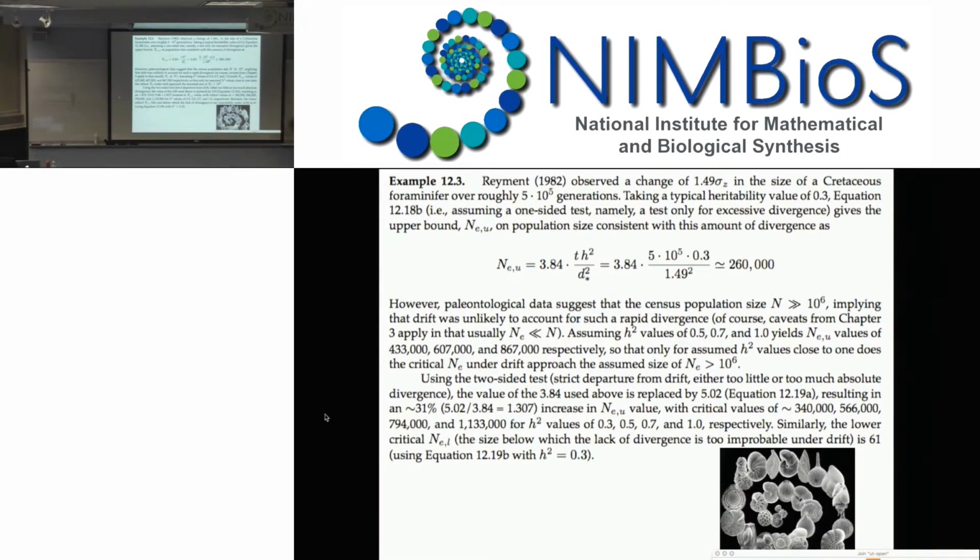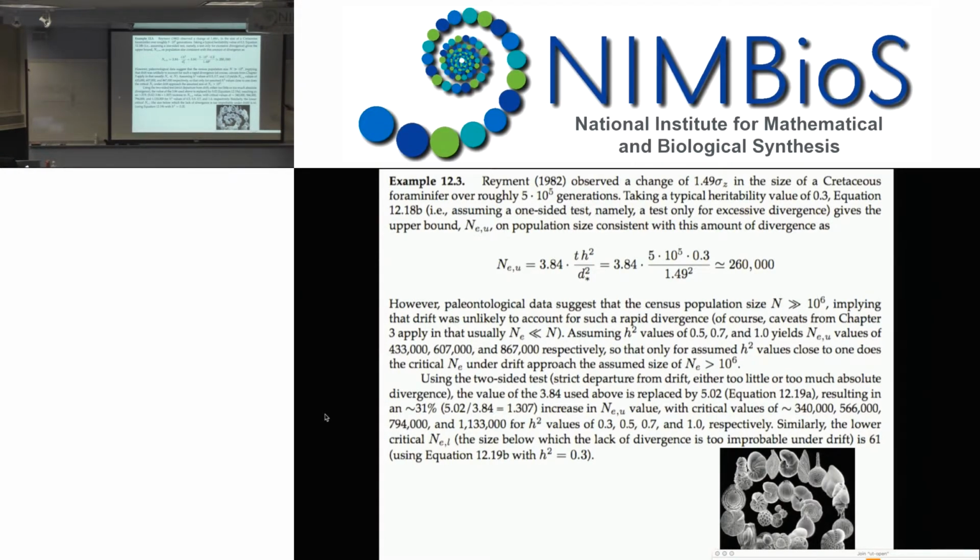You take a typical heritability for a morphological trait of 0.3. Again, if that bothers you, you can try different values and see how the results change as you change heritability. You can then plug the numbers back in here. This is that one-sided test, a test only for excessive divergence. You then get a critical effective population size of about 250,000. If your effective population size is below 250,000, that amount of divergence is consistent with drift. If your actual effective population size is above 250,000, that amount of divergence is too excessive.